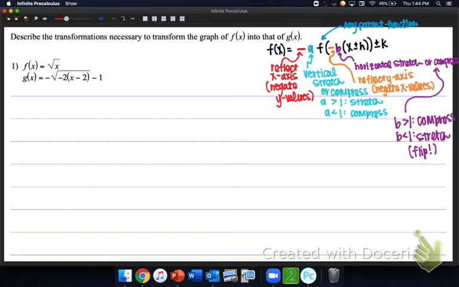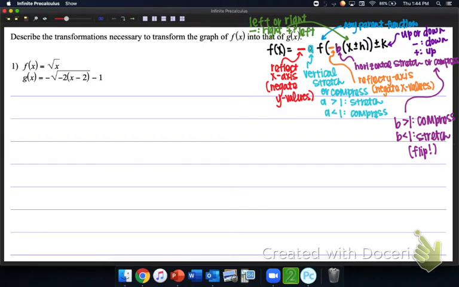Okay, and then we've talked about H and K. So H, this is where you go left or right. And remember, minus is right and plus is left. And then K is up or down. Okay, so minus is down, plus is up.